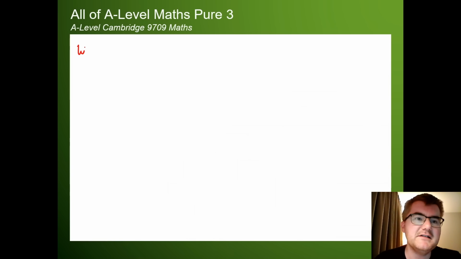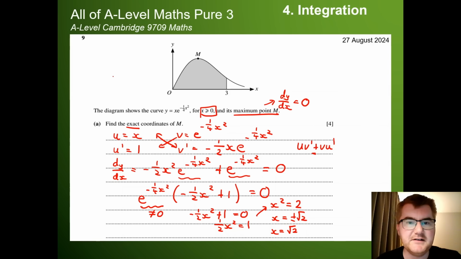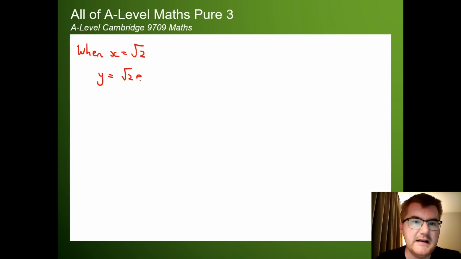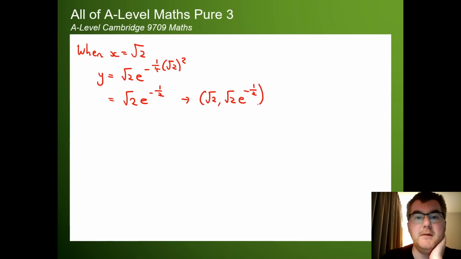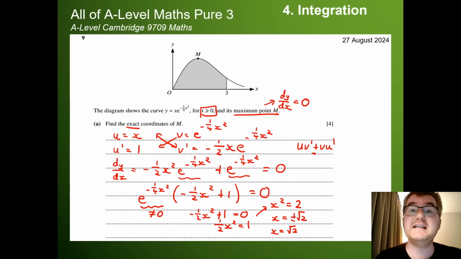So when x is equal to root 2, we put it back in our function, and that's going to give us root 2 e to the power of minus 1/4 root 2 all squared. And that's going to simplify to root 2 e. Root 2 all squared is just 2. 2 times minus a quarter is minus a half. So we get our maximum point here of root 2 e to the power of minus a half. Like so, which is a pretty nice 4-mark question here to get us warmed up.